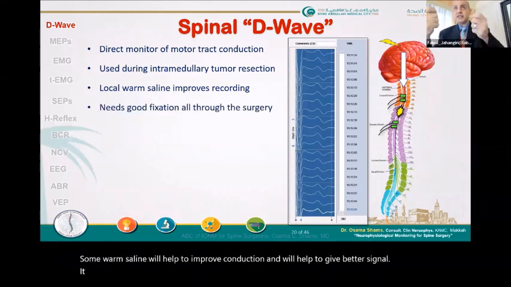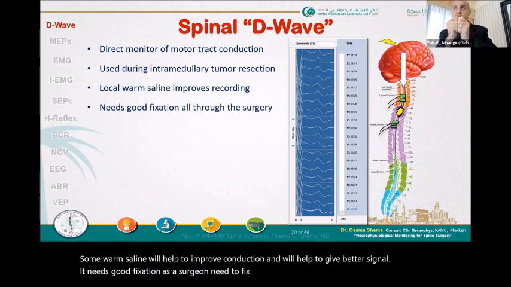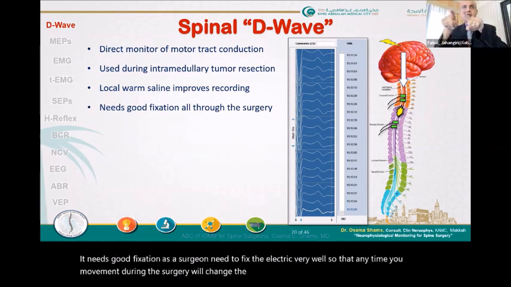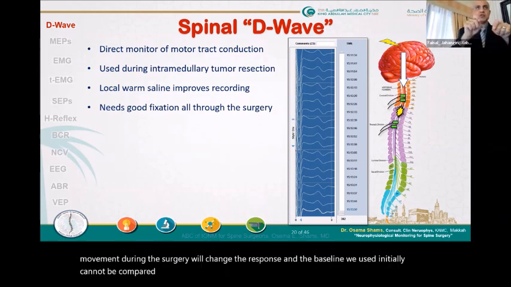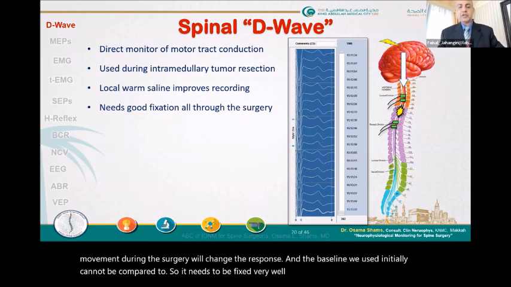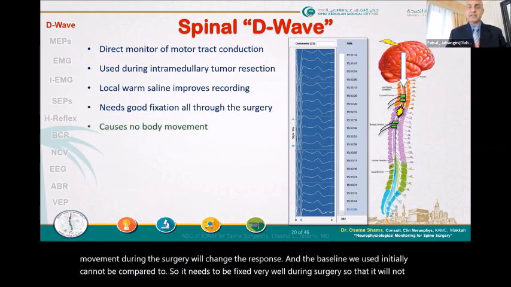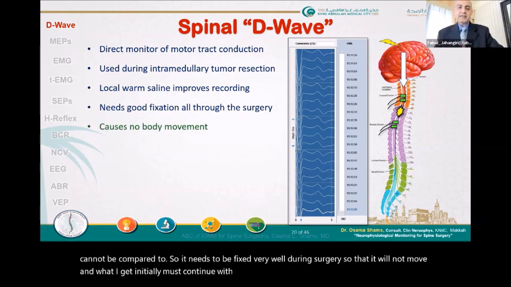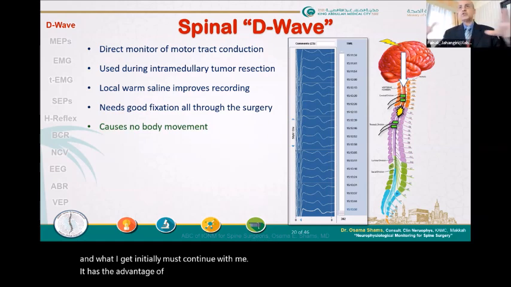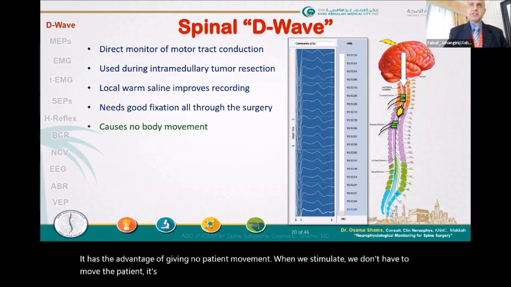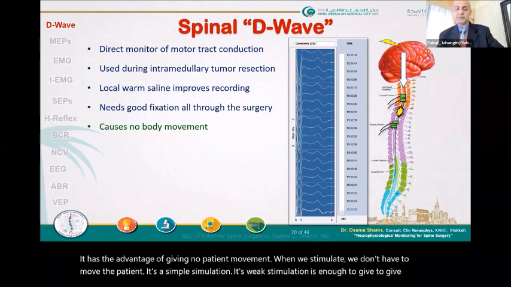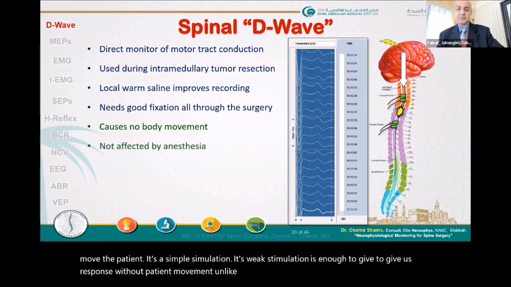It needs good fixation. As a surgeon, you need to fix the electrode very well so that any tiny movement during the surgery will not change the response, because the baseline we use initially cannot be compared to. So it needs to be fixed very well so that what I get initially must continue. It has the advantage of giving no patient movement. When we stimulate, we don't have to move the patient. It's simple stimulation, weak stimulation is enough to give us a response without patient movement, unlike the motor evoked potentials.